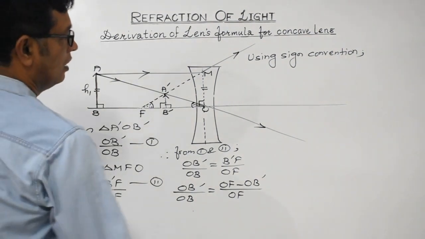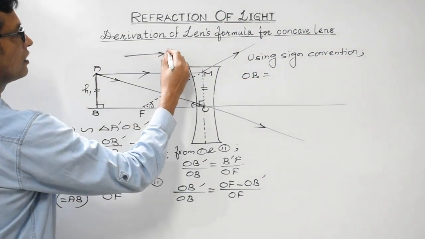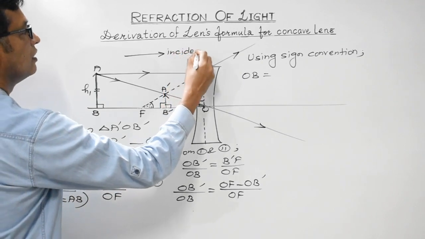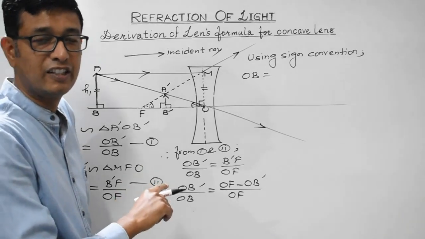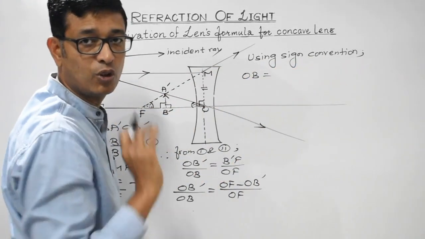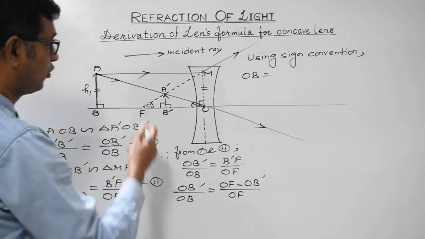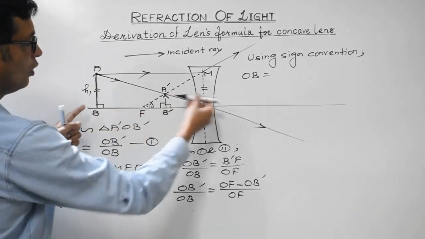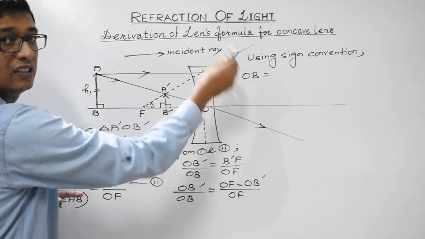Okay, let's consider OB. The incident ray is along this direction. All the distances from the optical center measured along the direction of the incident ray are to be assigned the positive side, and against the direction of the incident ray are to be assigned the negative side. So its focus is virtual. So OB, OB dash, OF, all are measured in a direction opposite to that of the incident ray.